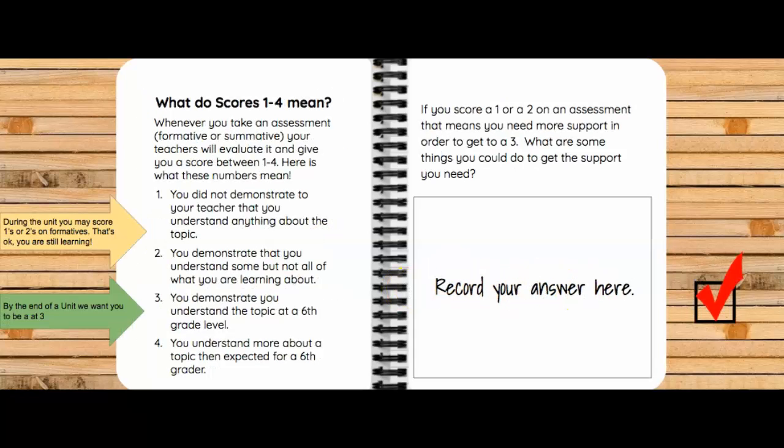On the next page, I'm going to describe to you what those 1s through 4 mean. You're going to notice that you get scores in all your classes, a 1, 2, 3, or 4. We talk about what each of those scores mean. And then I want you to reflect on a question here. It says if you score a 1 or a 2, which is below where we want you to be, what are some things you could do to get the support you need to get to a 3, which is where we want you by the end of the year, or by the end of each lesson.